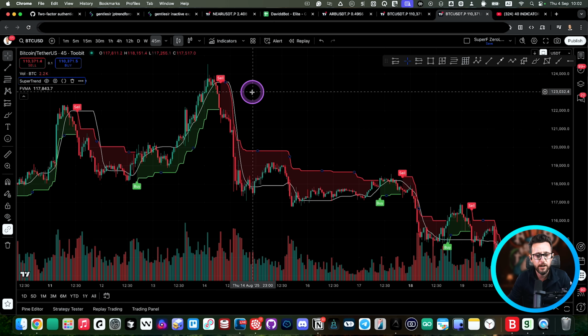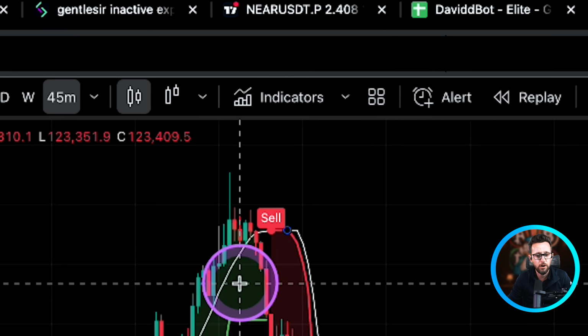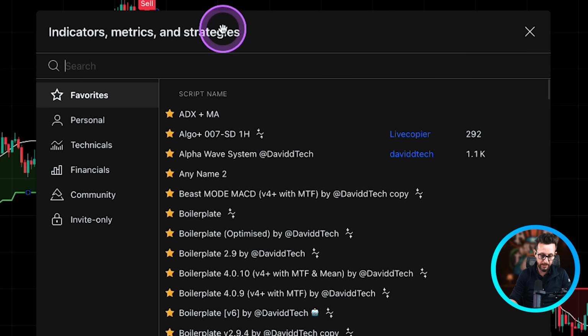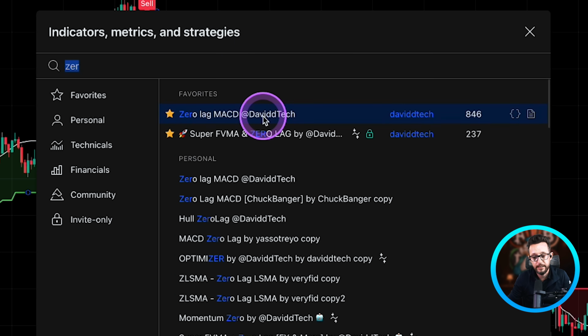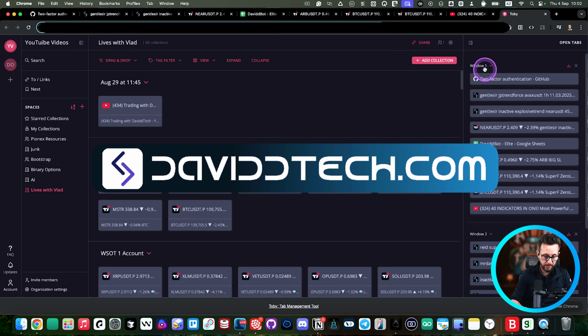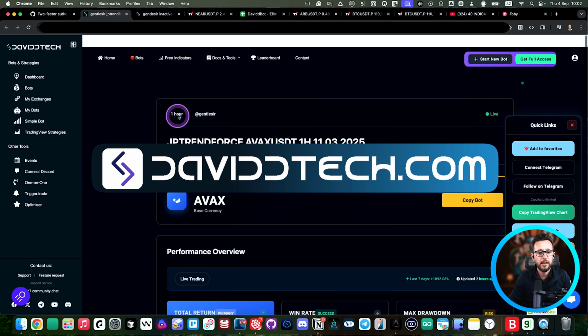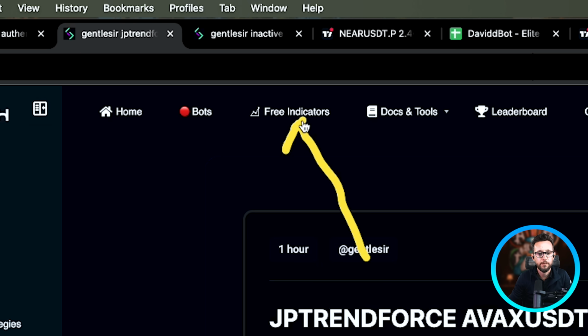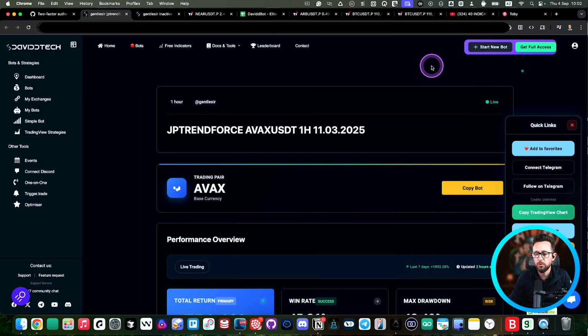Right, next, the final indicator that we're going to be adding for our confirmations is going to be the zero lag MACD. This one's by DaviddTech, and you'll be able to find it on the DaviddTech website by going to daviddtech.com and just going up to the top and clicking on free indicators. You can get access to all of my indicators absolutely for free.